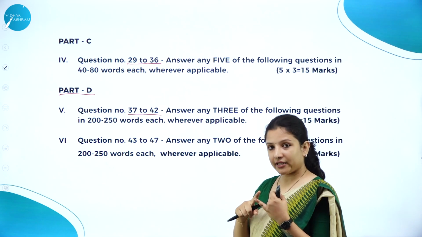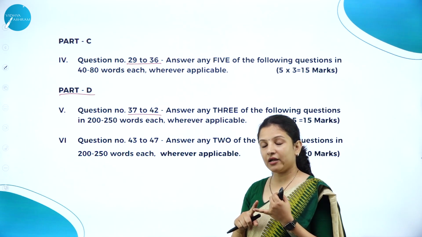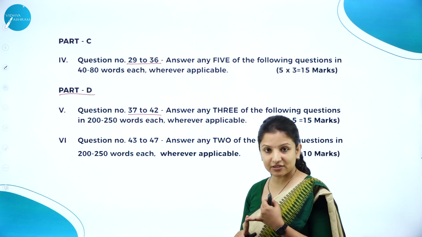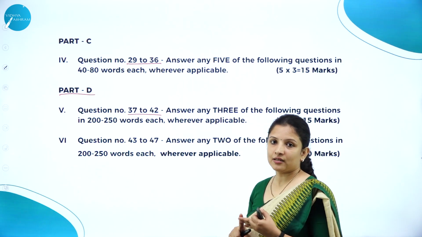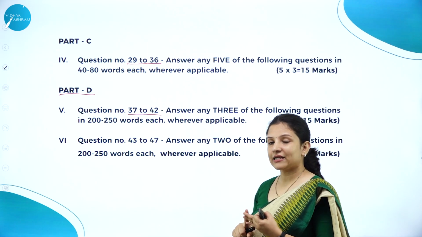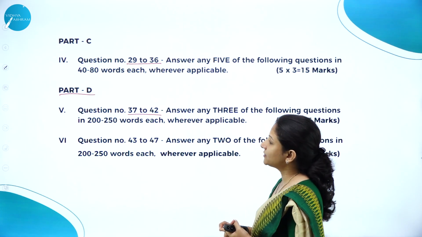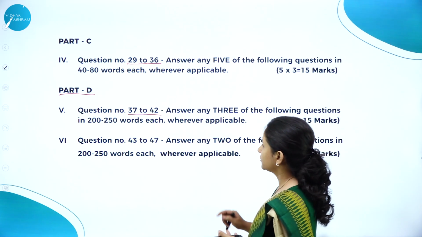So part A is entirely 1 mark. That is section part A, first main and second main. Part B is 2 marks. Part C is 3 marks. And part D is entirely 5 marks. Earlier it had section A and section B. Now they have made it as 5th main and 6th main. So this is how it is.